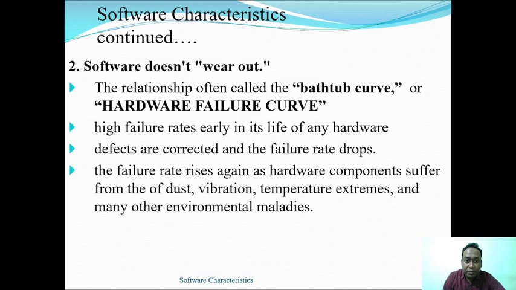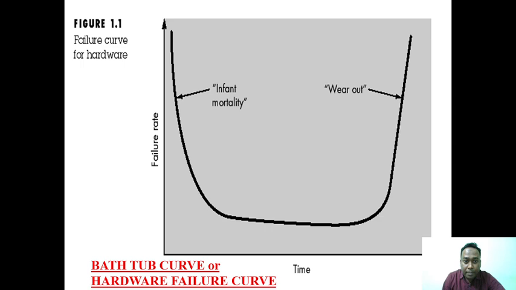The second characteristic is that software doesn't wear out, unlike the hardware failure curve. Failure rates are high early in the life of both software and hardware; defects are corrected and the failure rate drops. Then the hardware failure rate rises because hardware cannot withstand vibration, temperature extremes, or other environmental maladies. Hardware fails through wear out, whereas software fails when the users' requirements are not fulfilled according to the customers' needs.